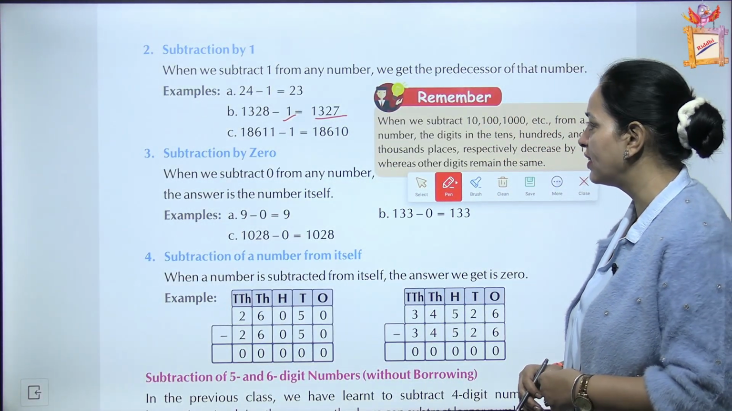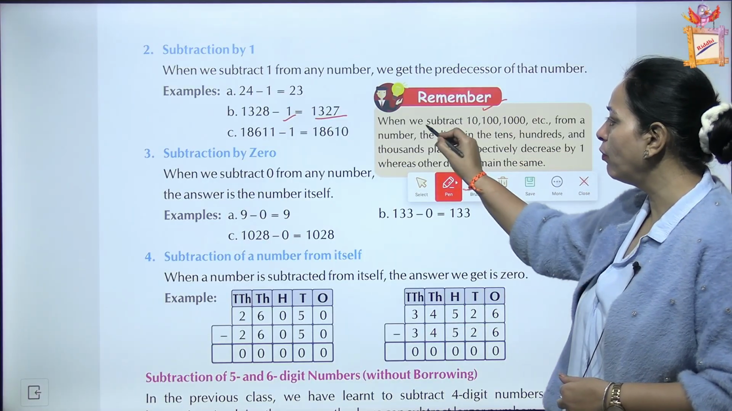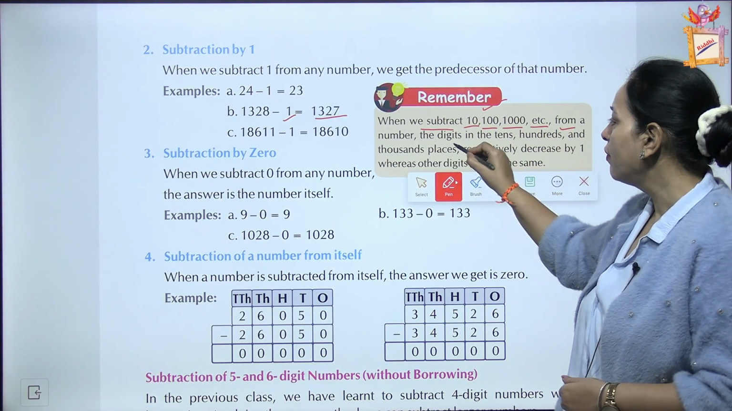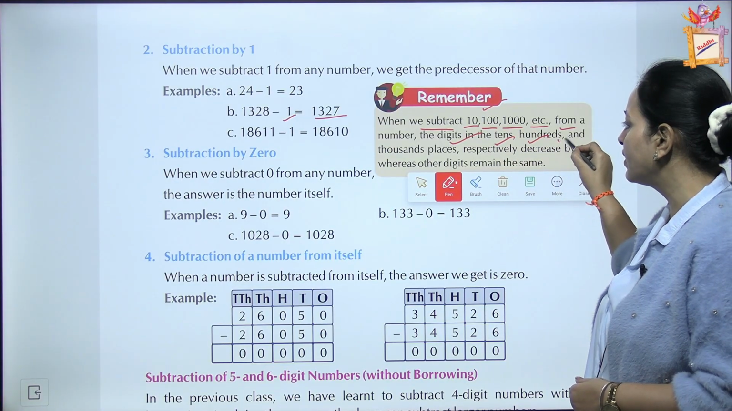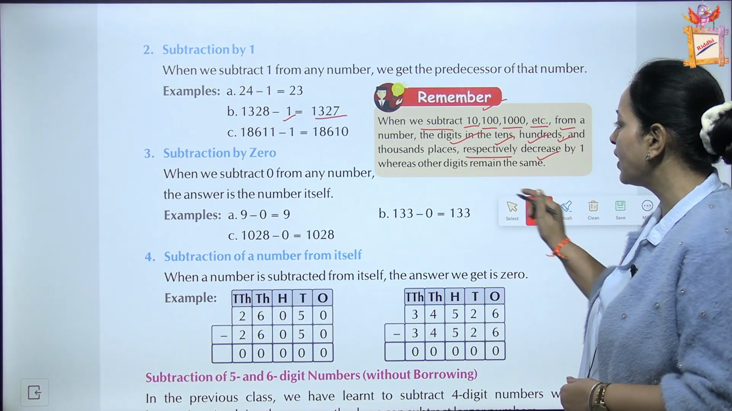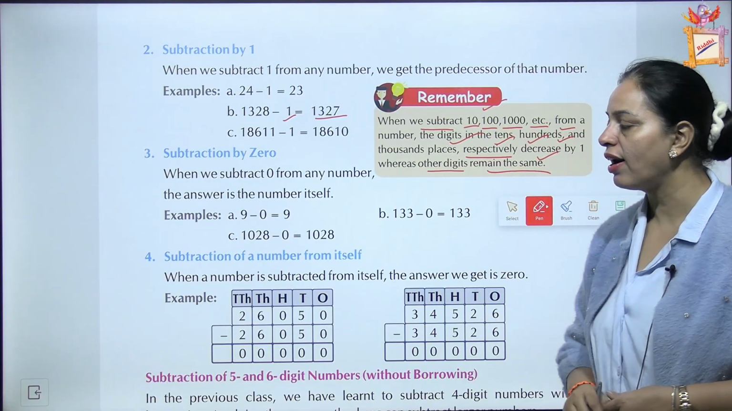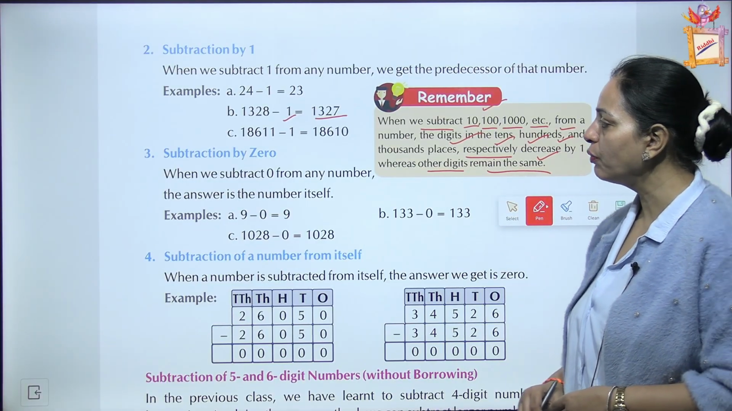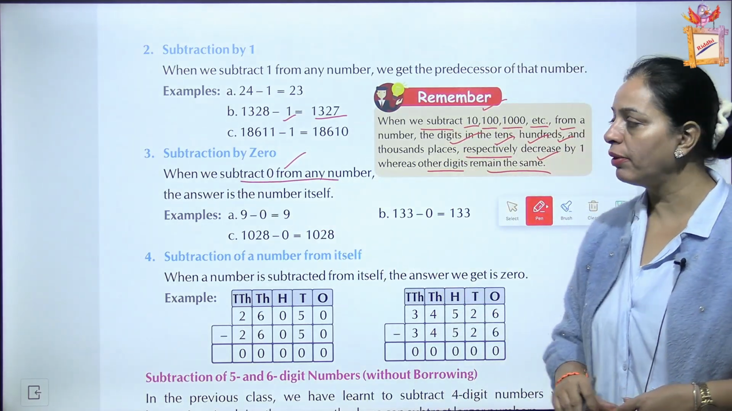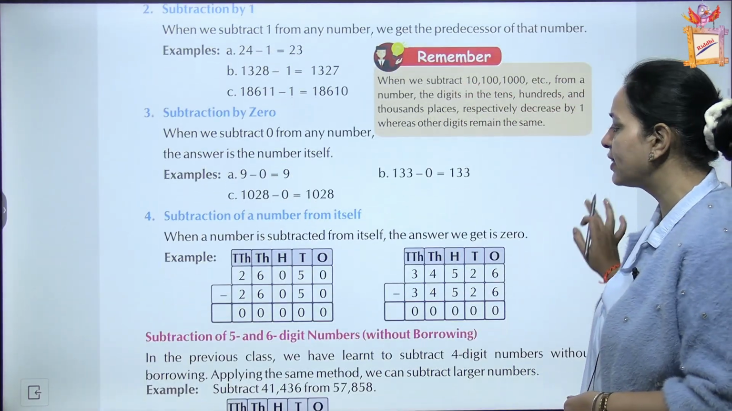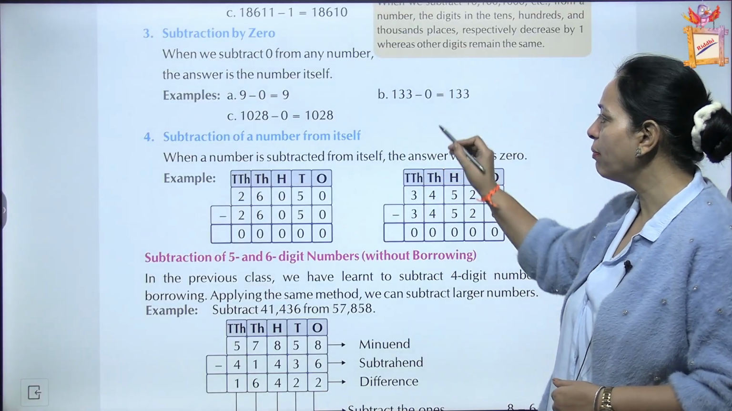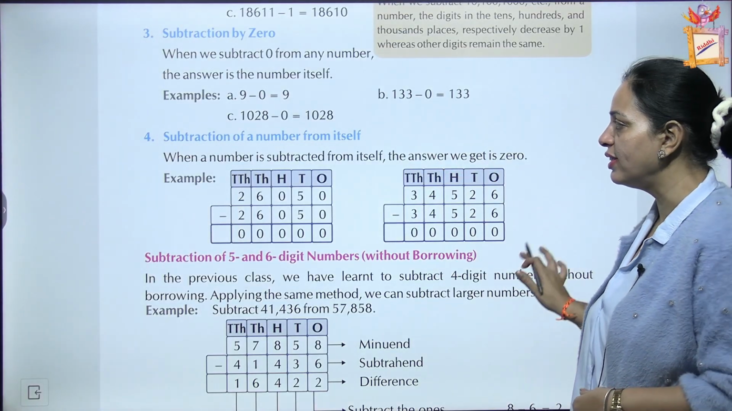1,327, like this. Now remember, when we subtract 10, 100, 1,000 etc. from a number, the digits in the tens, hundreds and thousands places respectively decrease by 1, whereas other digits remain the same. Now the third one, subtraction by 0. If we subtract 0 from any number, the answer is the number itself. 9 minus 0, 9. 133 minus 0, 133.